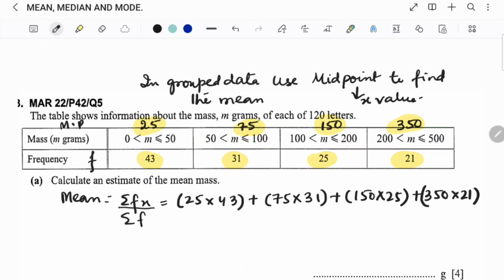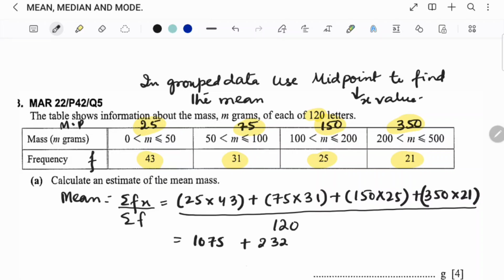And you know how many numbers there are. It's given at the top also. Or you can add 43, 31, 25 and 21, so it must be equal to 120. Divide by 120. So just calculate it quickly. That is 25 into 43, which is 1075. And then 75 into 31 is 2325. And 150 into 25 will become 3750. And 350 into 21 is equal to 7350.